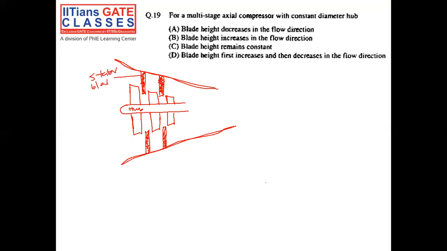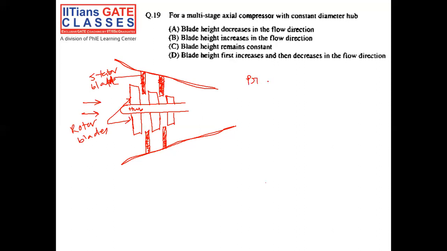So as we can see in the schematic of this axial compressor, the area or the blade height basically decreases in the flow direction. So flow is taking place in this direction. So blade height decreases, and the reason for this is that at each and every stage of this axial compressor, the pressure increases.